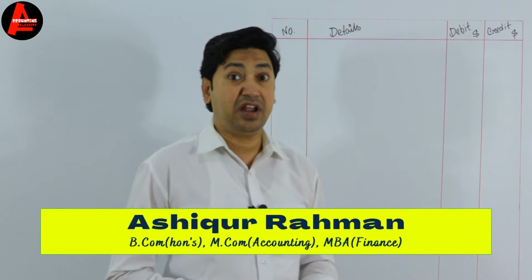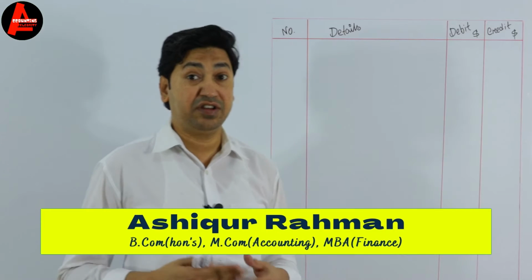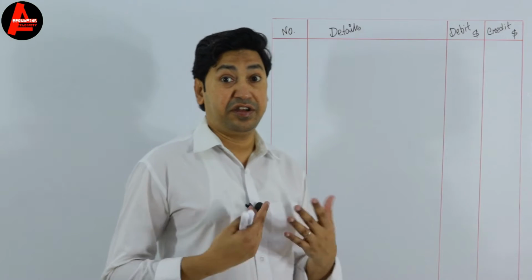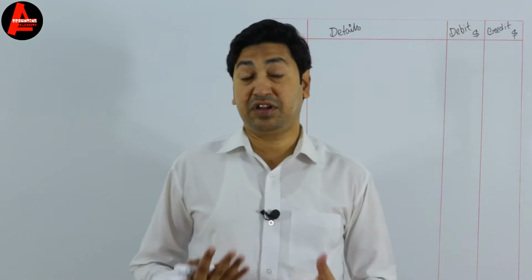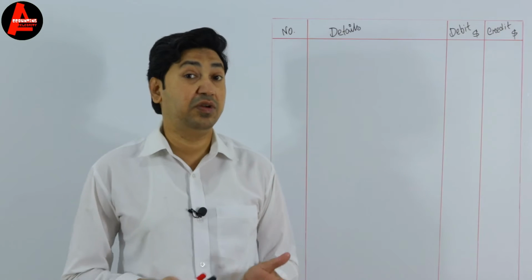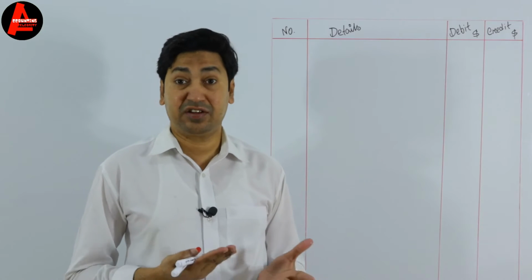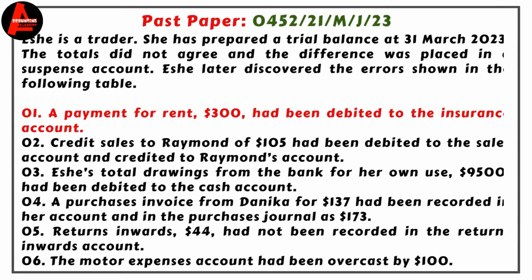In the next tutorial I'll show you how to prepare a suspense account. It is also important. You see in the exam paper, after correcting the errors, you need to prepare a suspense account to show the difference between the debit and credit columns in the trial balance. Different times, you see the question in a different way. So before we start, we have a question. Let us have a look at it.